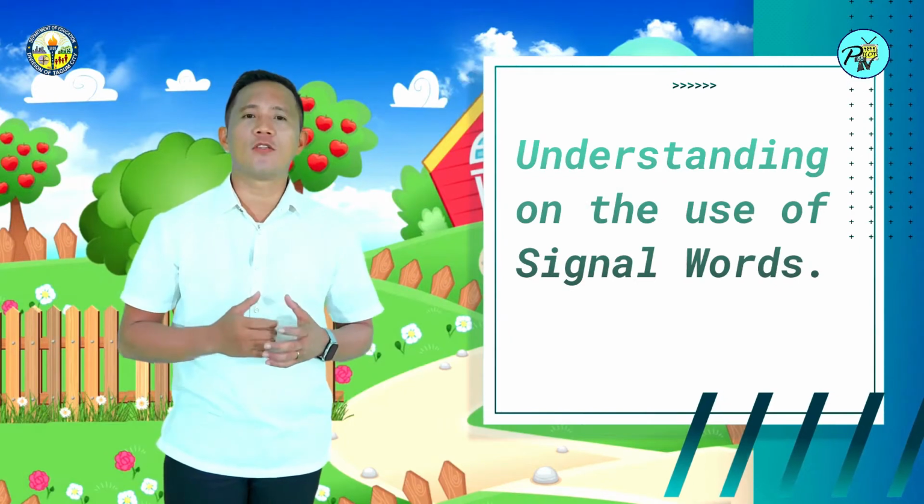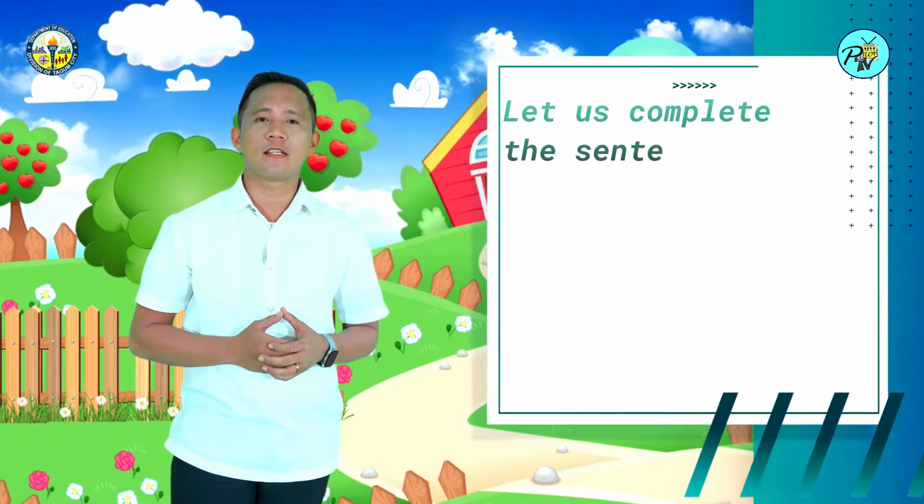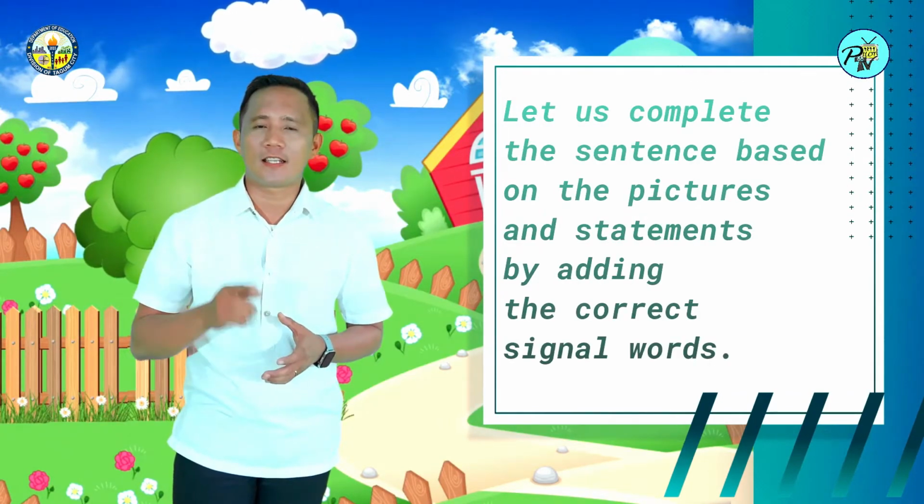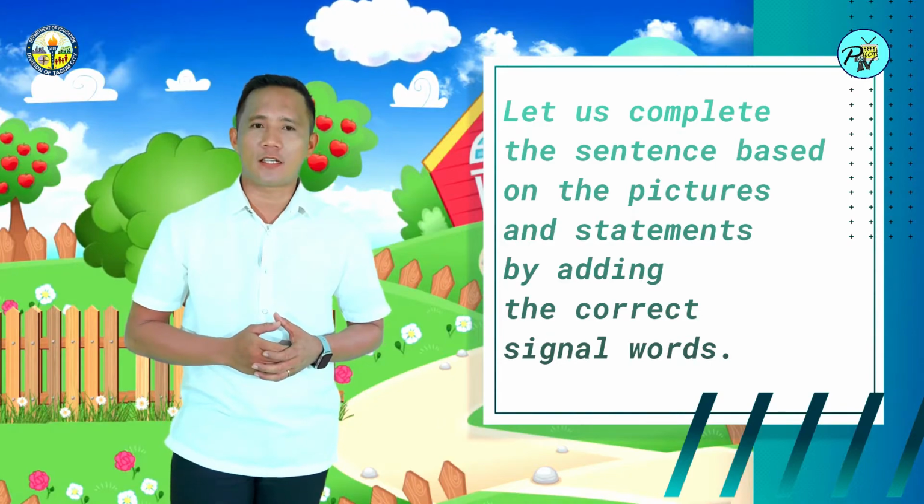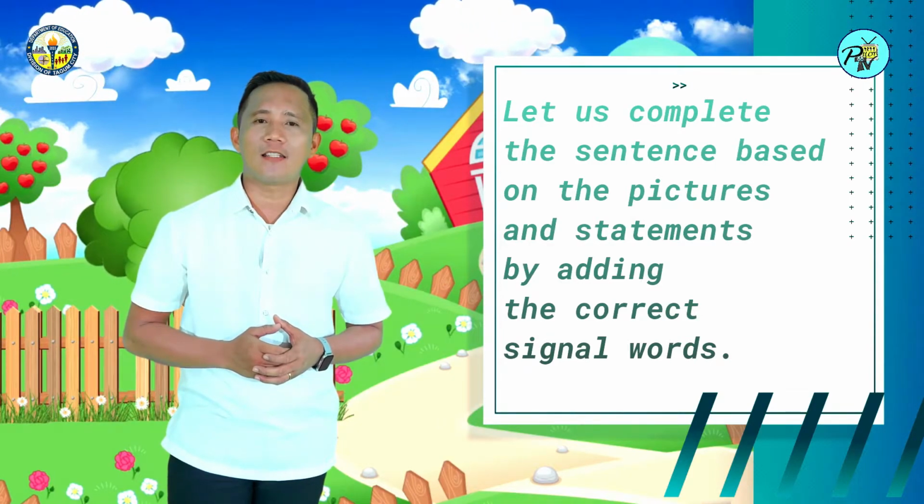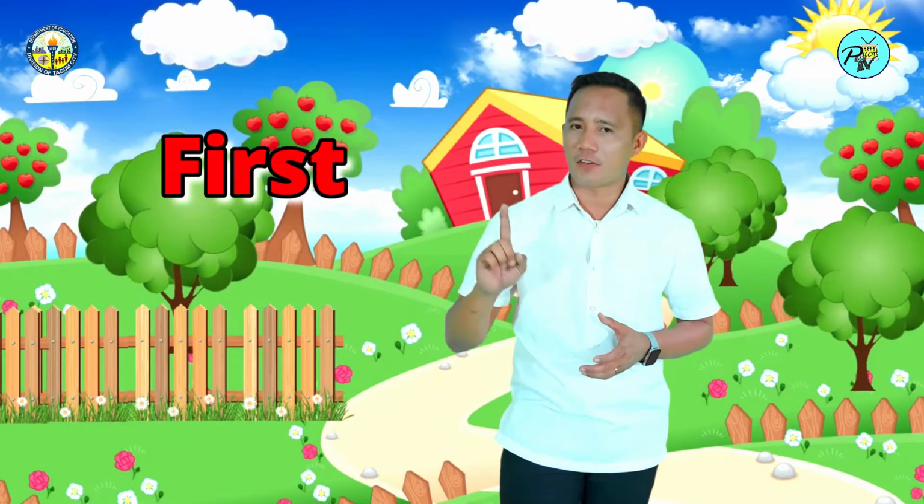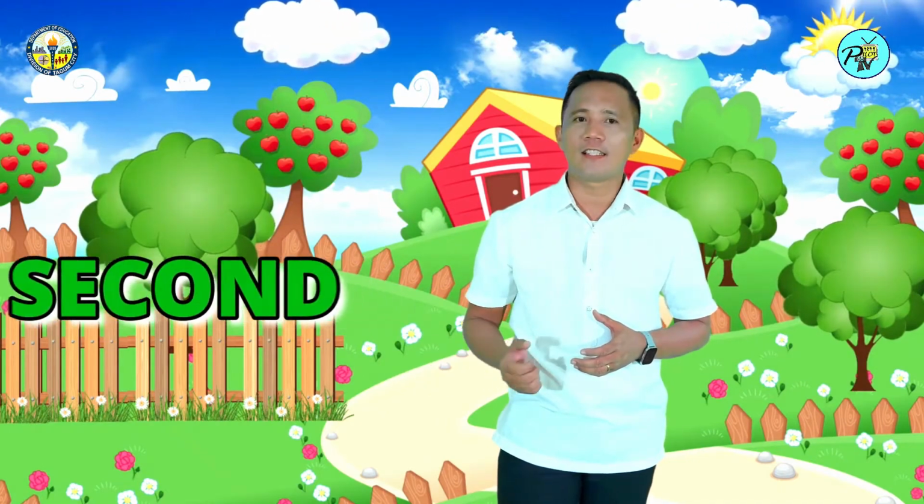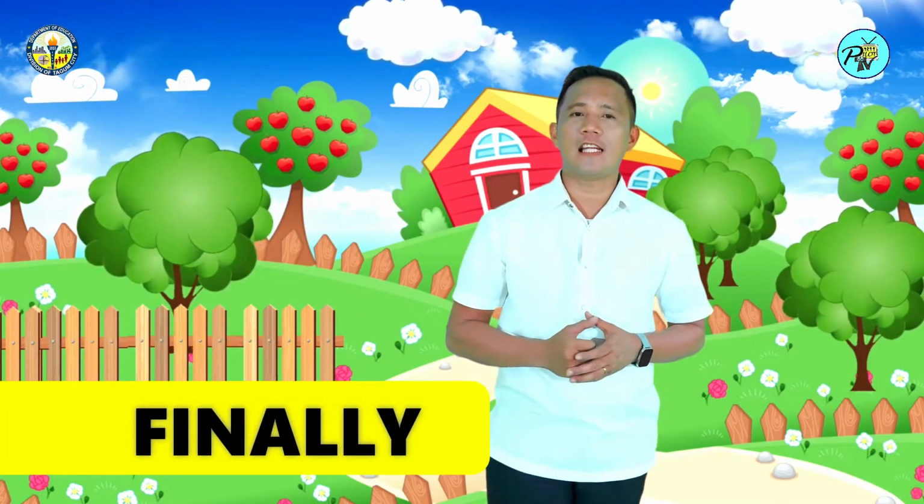Before we proceed with our lesson, let me check first your understanding on the use of signal words. Showing pictures of minimum health standards. Let us complete the sentence based on the pictures and statements by adding the correct signal words. First, second, next, finally.